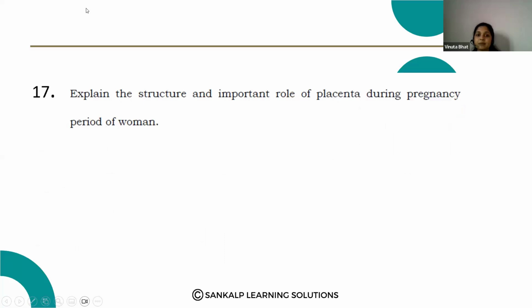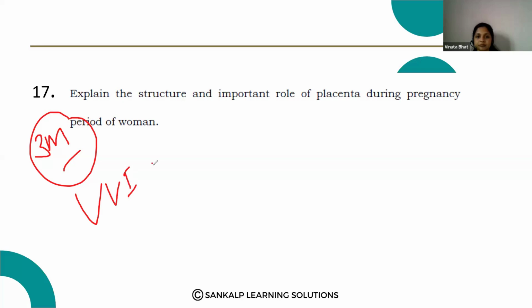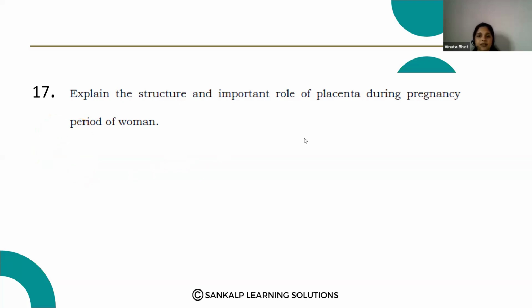Next question. Explain the structure and important role of the placenta during the pregnancy period of women. Very important question. So this is also a 3 mark question. In many question papers, the functions of the placenta have been asked. Please concentrate on this topic. What are the functions of the placenta?